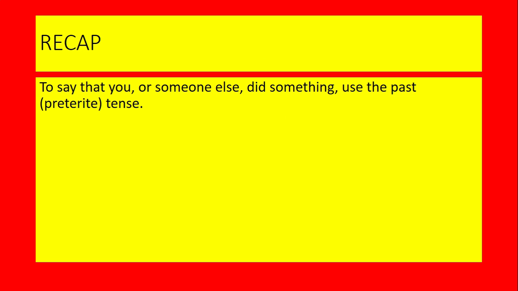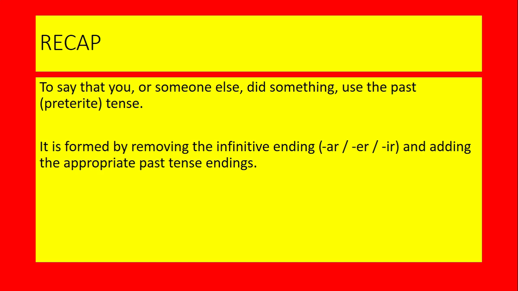So recap, to say that you or someone else did something, use the past tense. Well, that's what you do in English, that's what you do in Spanish. Often it's called the preterite tense. Take off the infinitive ending, take off the AR, take off the ER, take off the IR, and add the appropriate past tense endings. Try and memorize them off by heart.